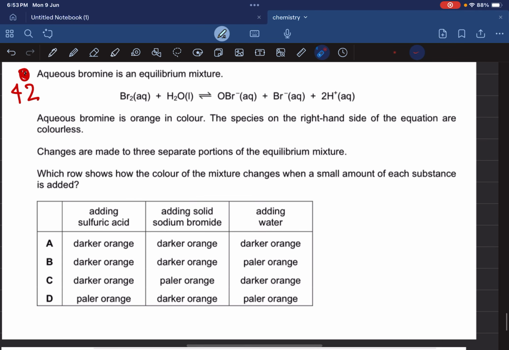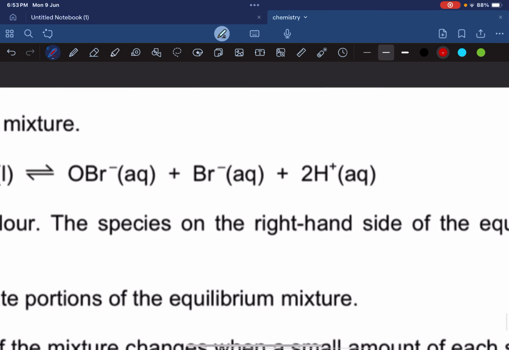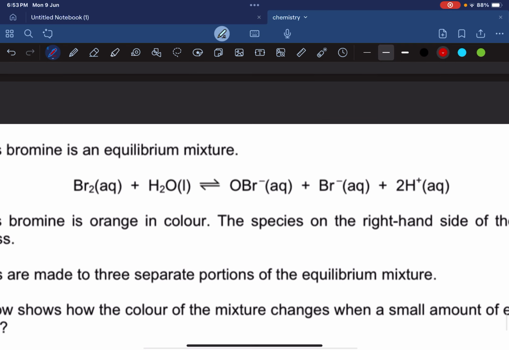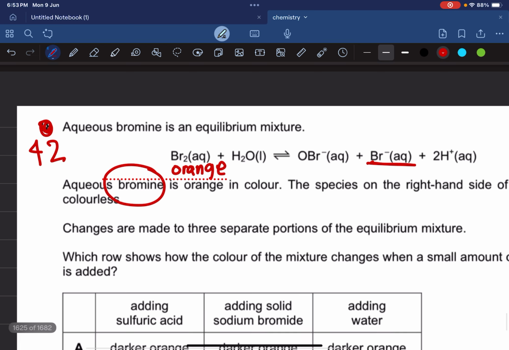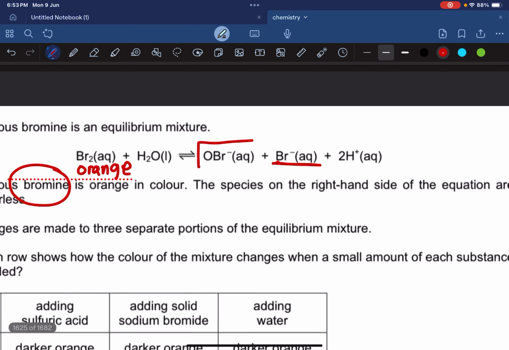Aqueous bromine is orange in color. So this is aqueous bromine, that is orange in color. Bromine, not bromide, okay? Don't take this. This is orange in color. The species on the right hand side of the equation are colorless, okay?